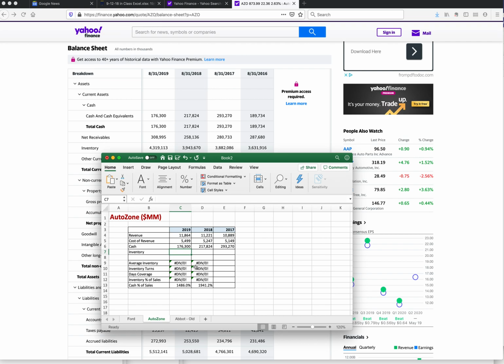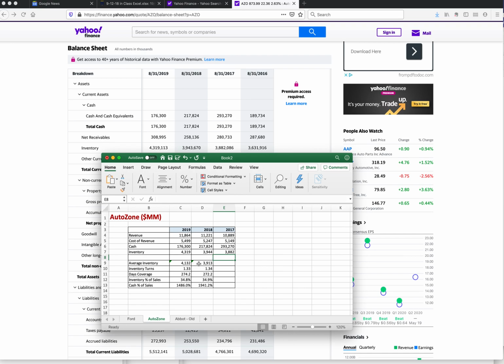And then let's look at their average inventory. Their inventory is 4 billion because they have to have every part of every car. 4,319. They're 3,944. And then 3,882. Okay, so there we go.